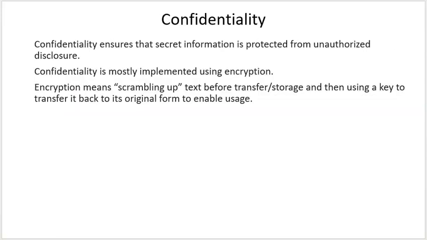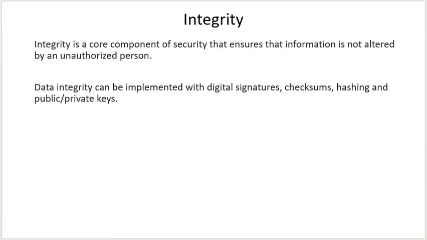Confidentiality ensures that secret information is protected from unauthorized disclosure. It's most often implemented using encryption. So confidentiality means if I don't want you to see this, you can't see this. So what you're allowed to see, you can see. What you're not allowed to see, you can't see. That's what confidentiality means. If it's supposed to be confidential, then not everyone can see it.